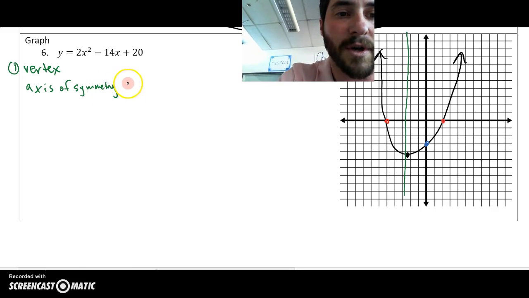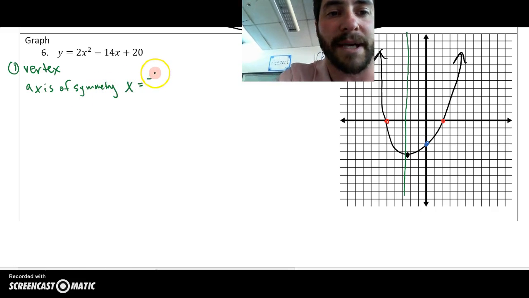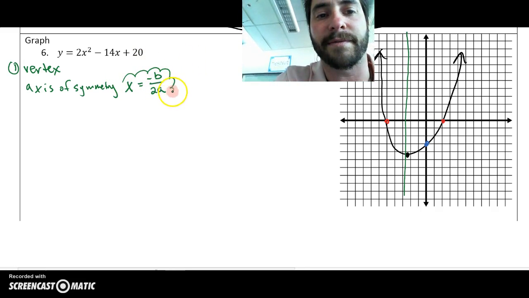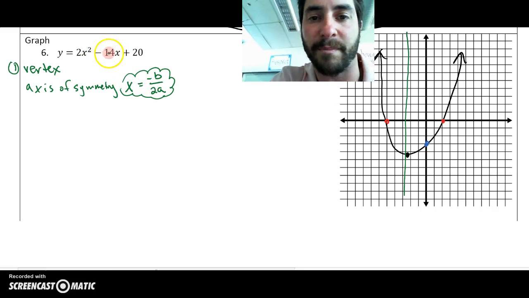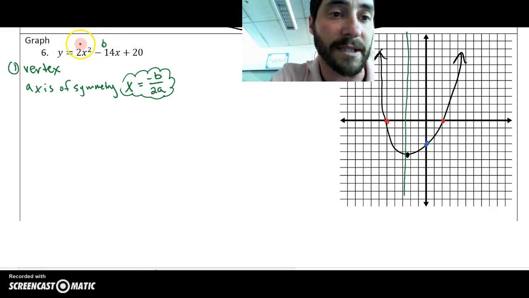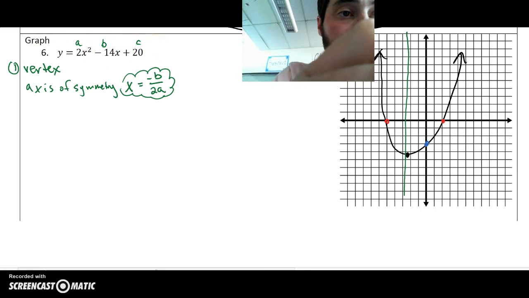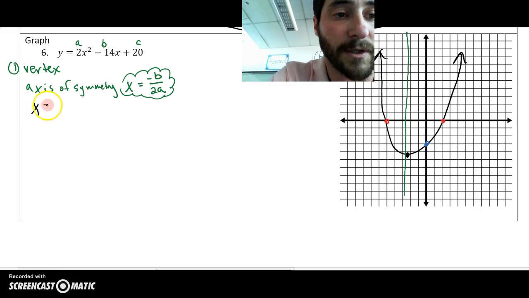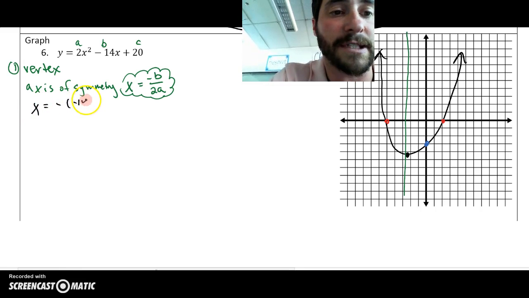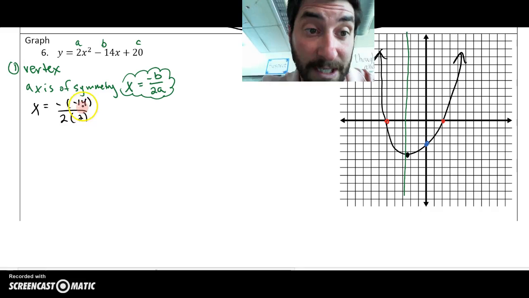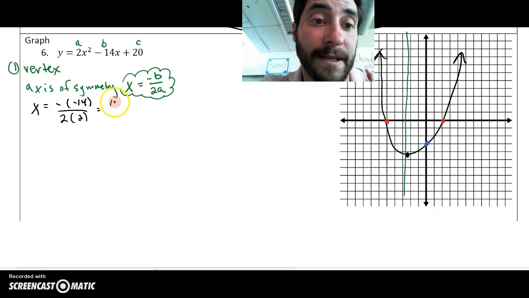The axis of symmetry is found by taking the opposite of B and dividing it by 2A. This is your B, this is your A, and that's your C. So we're taking the opposite of negative 14 and dividing it by 2A. A is 2. If B is negative, it turns positive, which it does. So we're talking about positive 14 divided by 4.